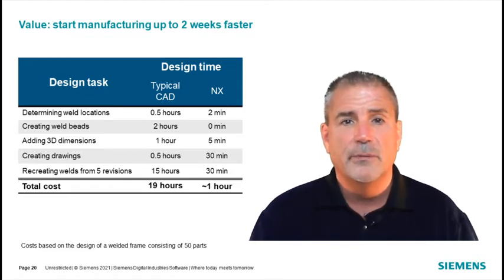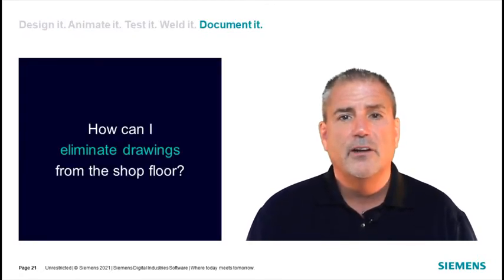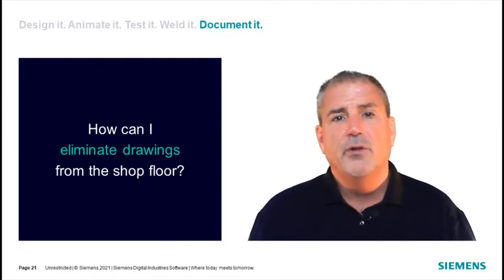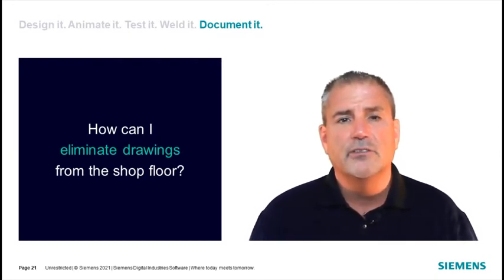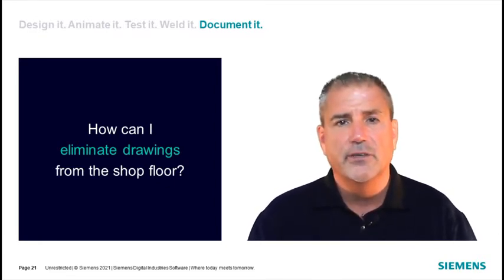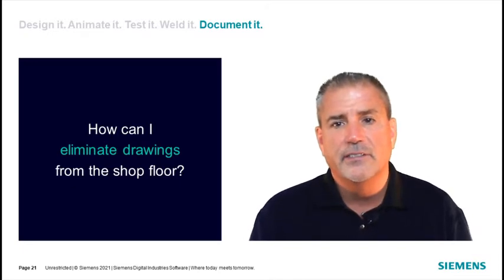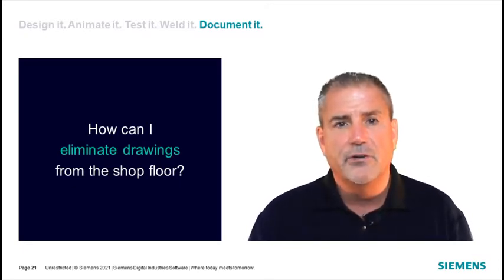That was an awesome demonstration, Chris. Thank you. Finally, our last step, document it. And really, when I say document, it's how can I eliminate drawings from the shop floor? We have a wealth of different information that sometimes isn't even on traditional drawings. We need things like cut lists and part lists and welding information and other dimensional sizes and tolerances to be able to manufacture that product.